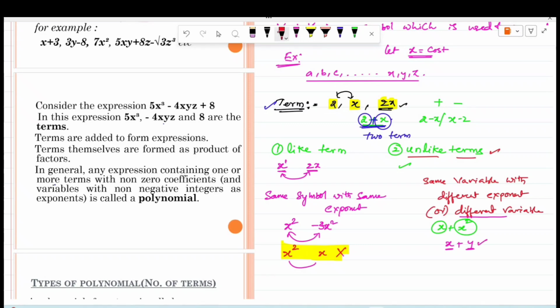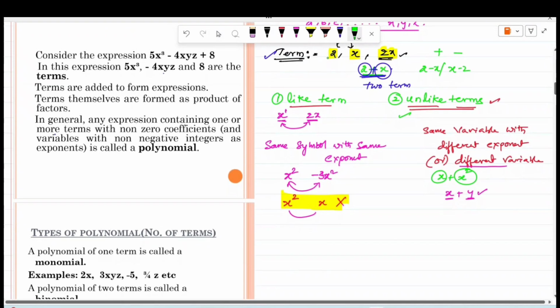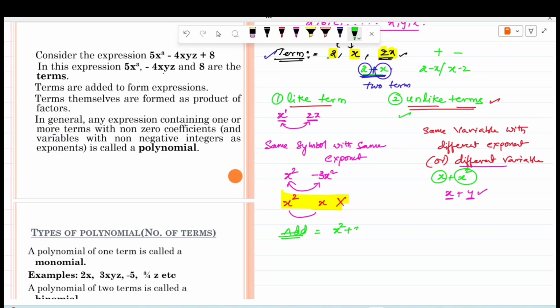So why should we learn about like terms and unlike terms? What is the importance of these two? Like terms can be added. What is meant by addition of like terms? Say x square plus 3x square. Can I simplify this? Definitely, the coefficients should be added.